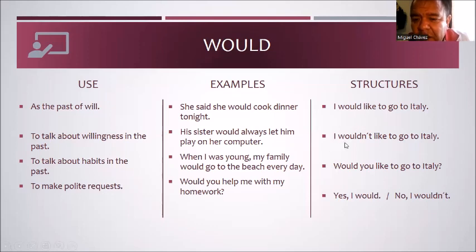For negative, we are going to have wouldn't. I wouldn't like to go to Italy. And in the interrogative, remember that we change the position of would to the beginning. Would you like to go to Italy? Yes, I would. No, I wouldn't.